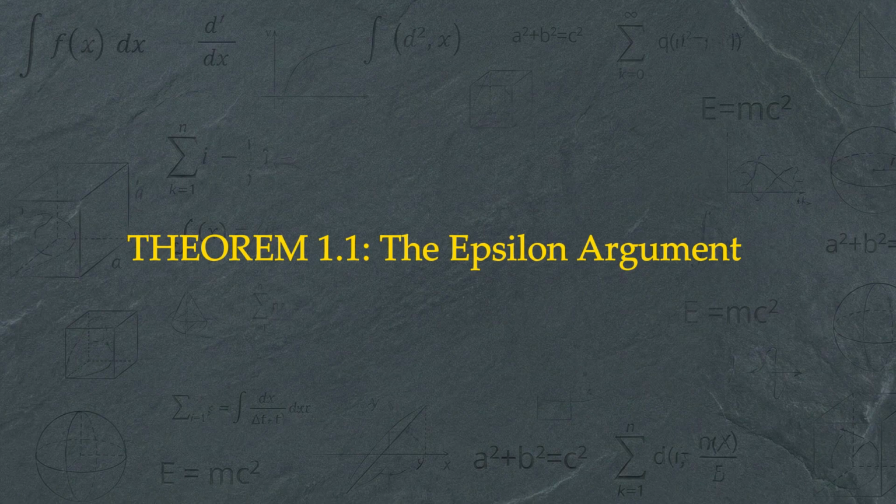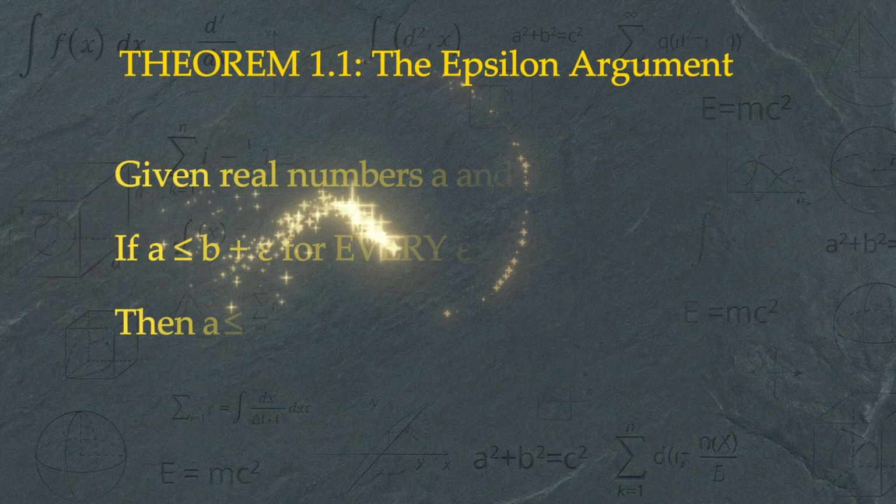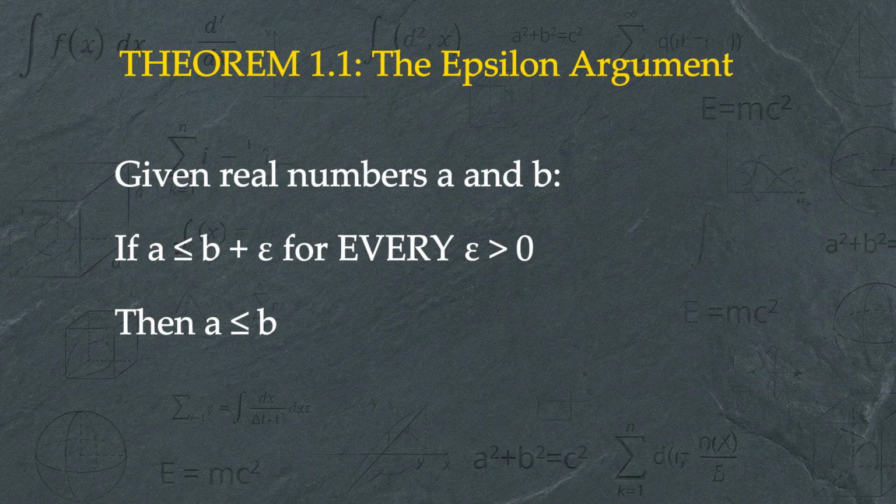Now we move from axioms to our first rigorous theorem. Theorem 1.1 introduces the quintessential proof technique of real analysis, the epsilon argument. This single technique will appear in virtually every proof in this course, so understanding it deeply is absolutely critical.